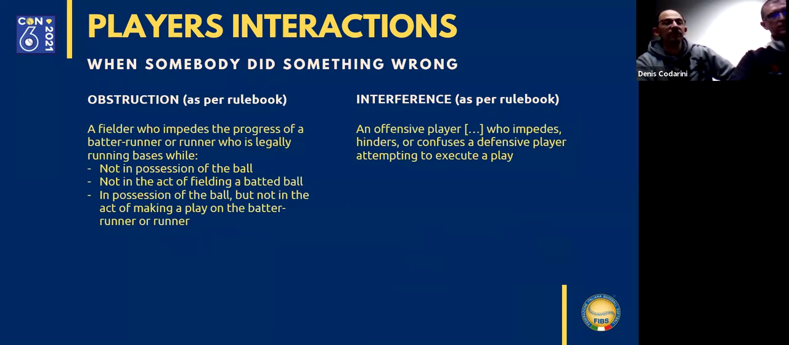Let us review the rulebook's guide for determining obstruction and/or interference in the case of convergence between a base runner and defender. Obstruction is the act made by a defensive player who impedes the progress of a batter runner or base runner who is legally running the bases.